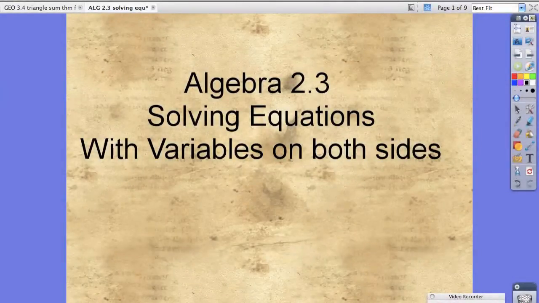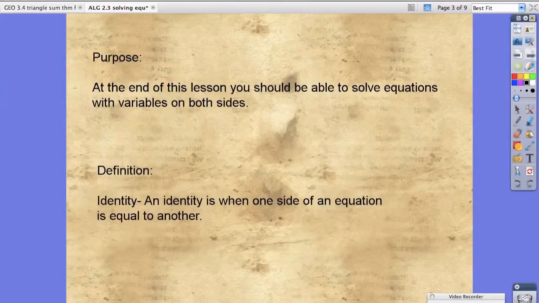Hello students, today we're going to be talking about solving equations with variables on both sides. In your algebra book, this is chapter 2, section 3. The purpose of this lesson is that you should be able to solve equations with variables on both sides. This isn't too much different from what we've been doing for the past couple days.